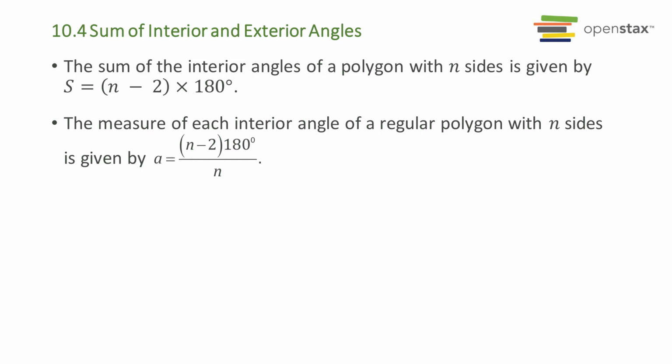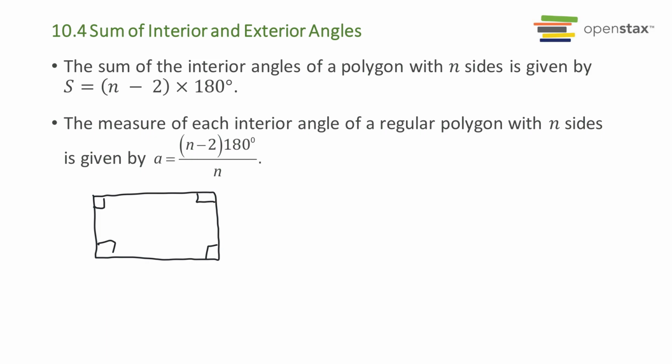So some interesting formulas here: sometimes we want to know what's the sum of the interior angles of a polygon. So in other words, let me start with a rectangle. So here we have a rectangle. We've already talked about that, in a rectangle, they're all 90 degrees. So 4 times 90 is 360.